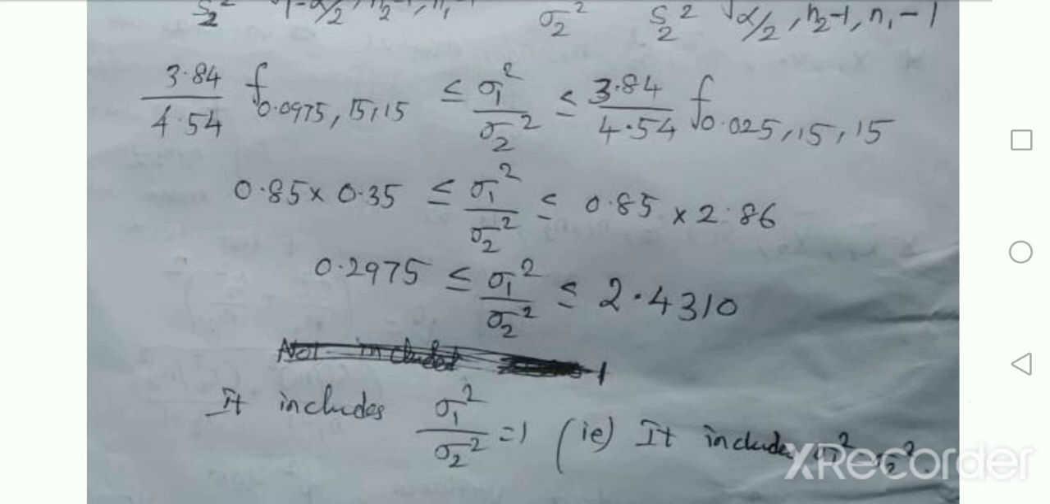Our conclusion in the previous step was that sigma 1 square is equal to sigma 2 square. That is, sigma 1 square divided by sigma 2 square is 1, correct? So the value 1 is included in this interval. This confidence interval includes sigma 1 square equal to sigma 2 square, or sigma 1 square divided by sigma 2 square equal to 1. This is strong evidence to accept the null hypothesis.